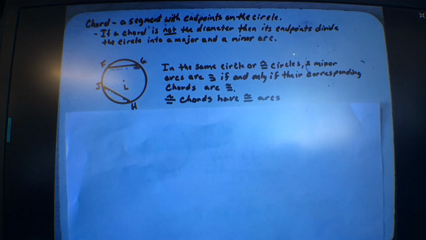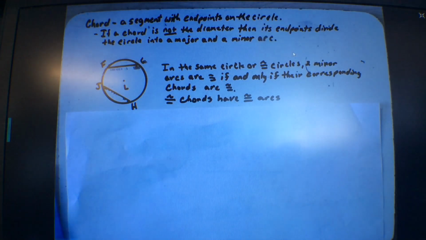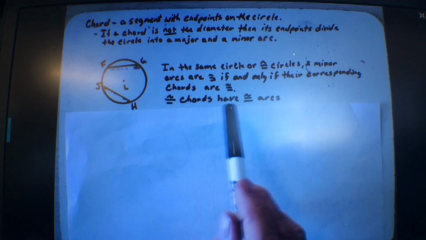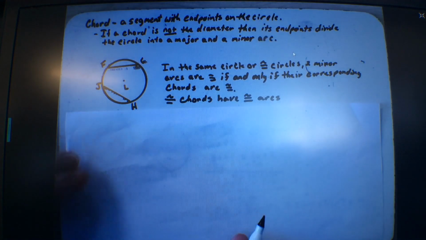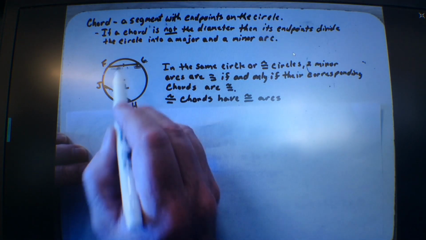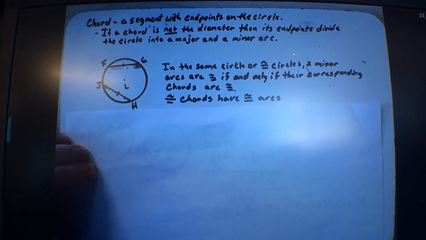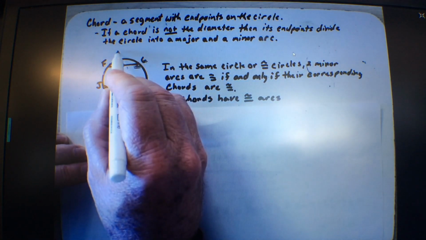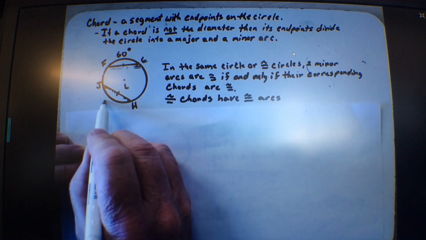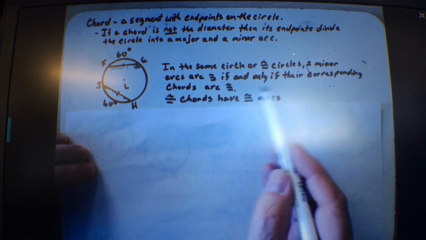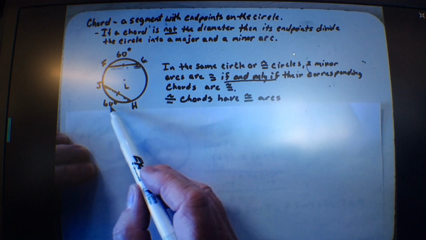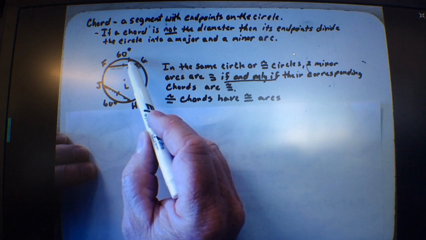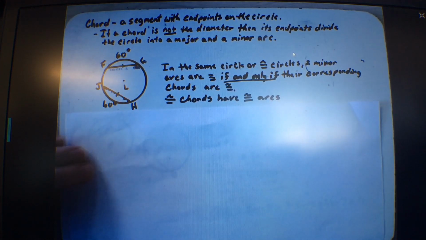Our first theorem says if in the same circle or congruent circles, and I just have the same circle, 2 minor arcs are congruent if and only if their corresponding chords are congruent. So in other words, congruent chords have congruent arcs. That means that if those two chords were equal, then whatever degree this is, let's say it's 60 degrees, then this one has to be 60 degrees. And the vice versa works too, because we're doing if and only if. If this arc FG is 60 degrees, then arc JH is also 60 degrees.